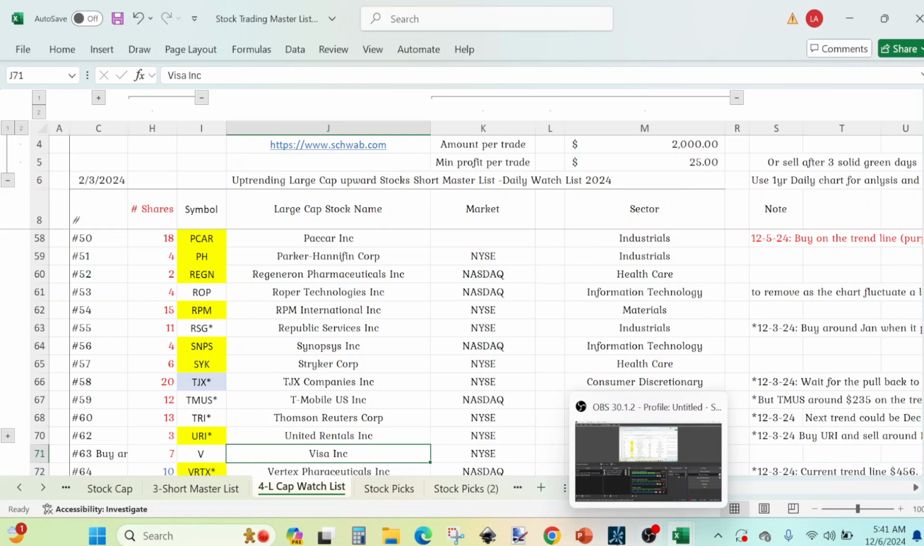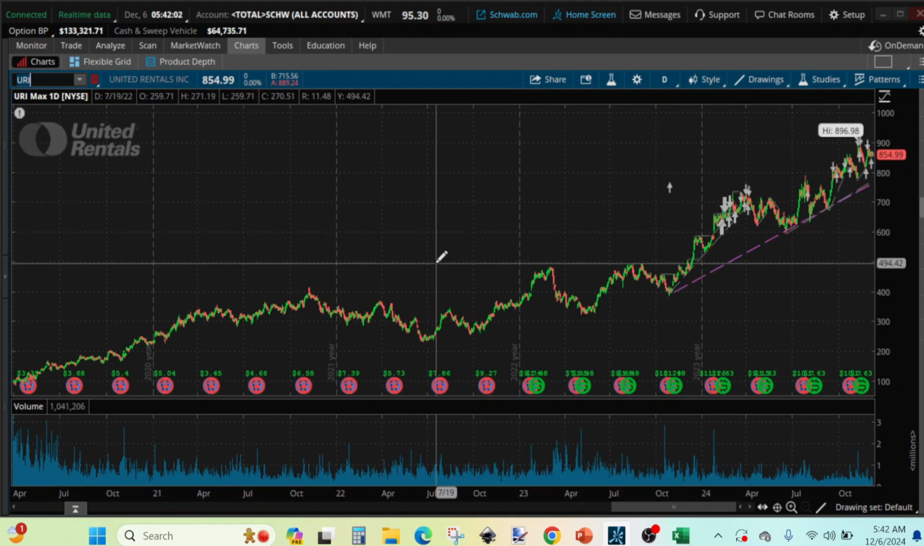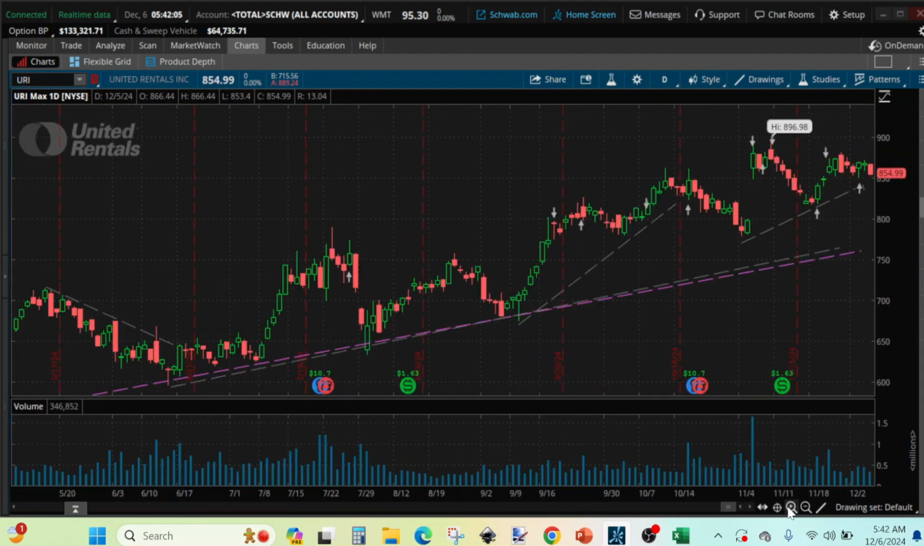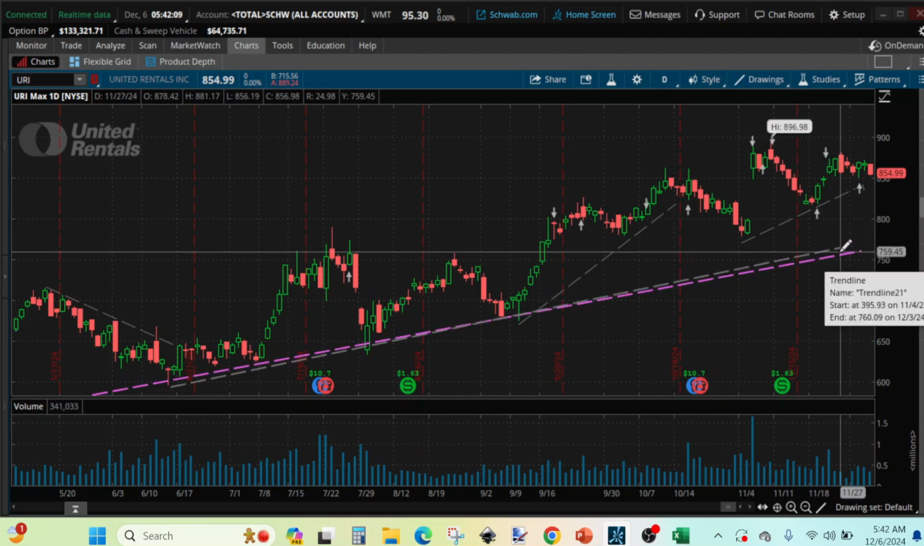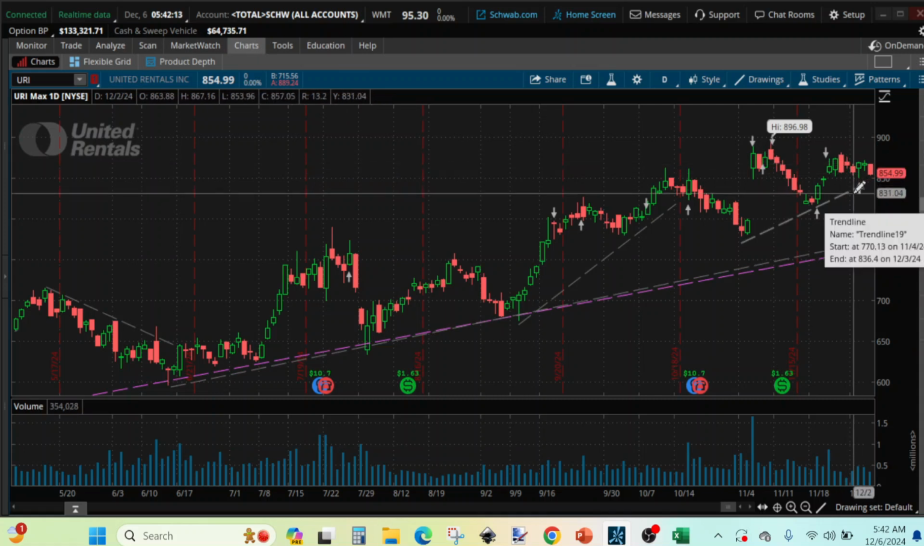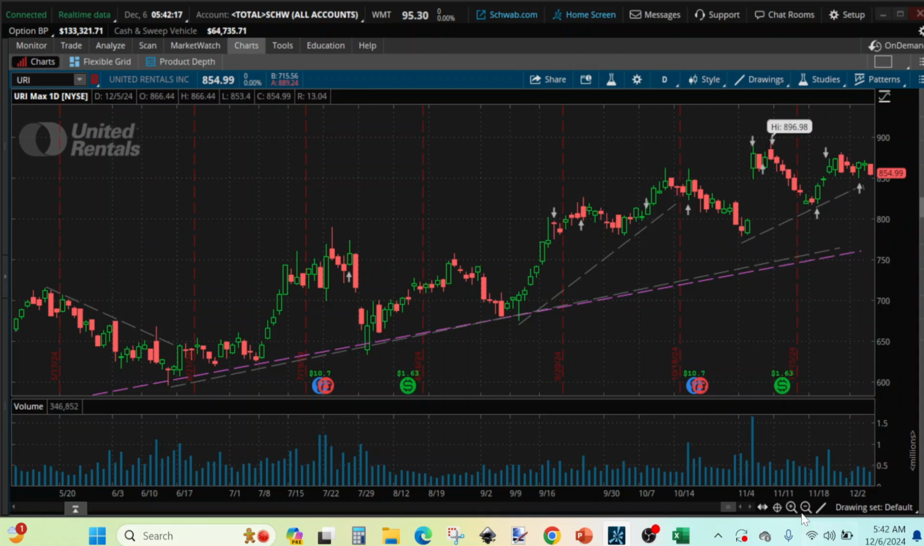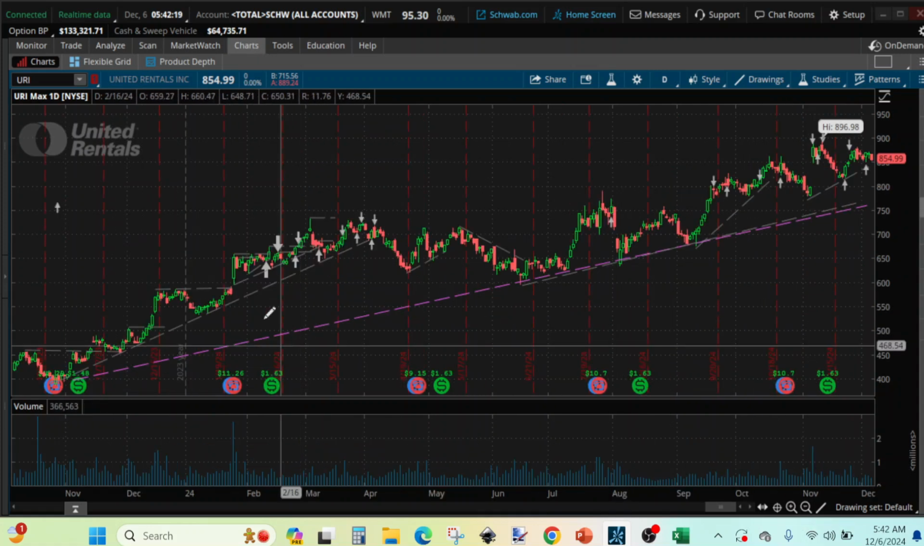URY, is it the one that I'm analyzing? No. URY, we bought it already. That's why it's yellow there. And that is the trend line that we would like to buy it on. But right now we bought it on this trend line.